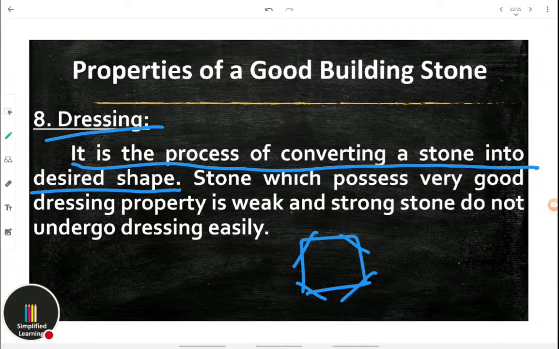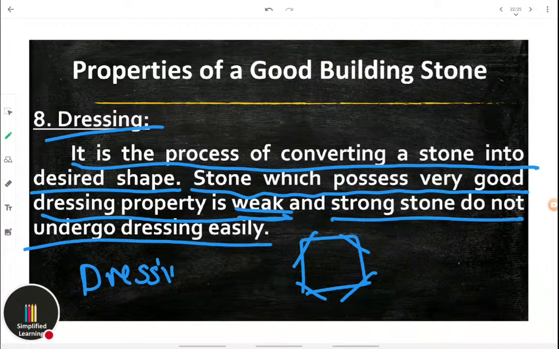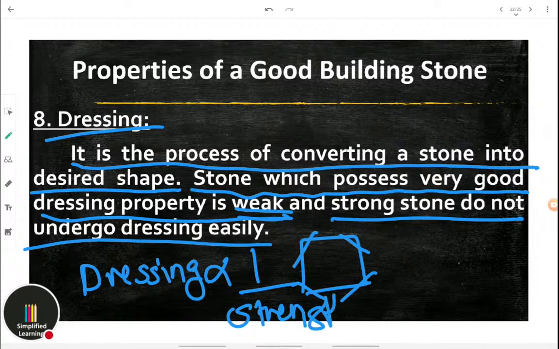But possession of good dressing property means possession of low strength. The stone which possesses good dressing property is weak, and strong stone does not undergo dressing easily. Therefore, as we said previously, dressing and strength are inversely proportional. If a stone is good in dressing, then it has low strength. If a stone is good in strength, then the dressing properties are not that much to the mark. Let's go to the next point.